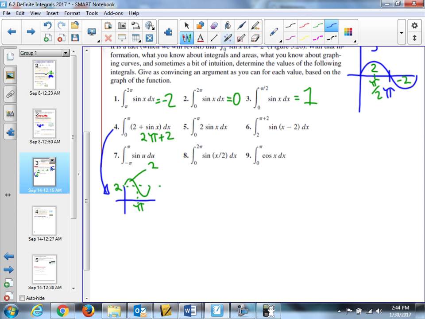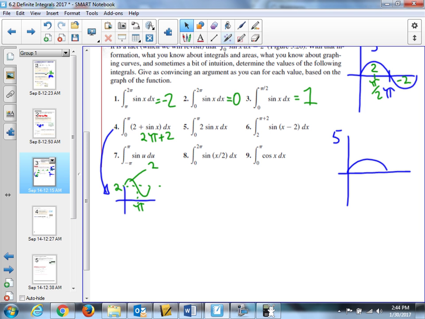How about number 5? It's from 0 to pi again, so we're only concerned with the first portion of the graph. What does the 2 in front of 2 sine x do? Stretches it, right? So if this is regular pi, this would be 2 sine x, right? What do you think happens to the area there? It should double, because we didn't double the other dimension. We only stretched it up. We didn't stretch it left, right. So if this was 2, this area would be 4. It doubles it. Okay.